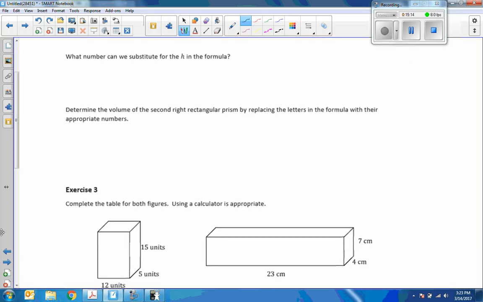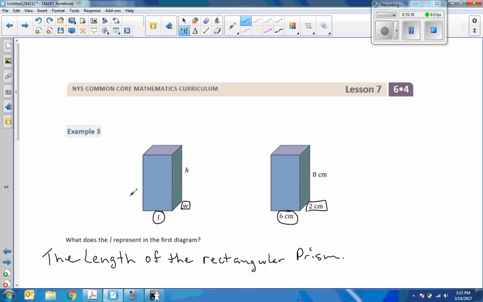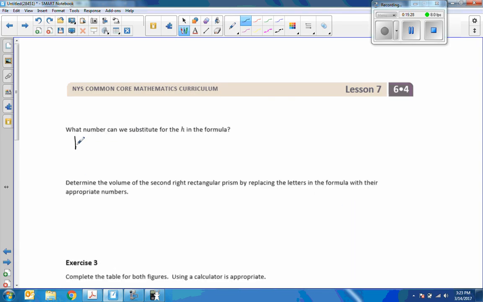What number can we substitute for the H in the formula? So here we go. Back and forth again. H is here. H is here. H is 8 centimeters. So I'd say H equals 8 centimeters.